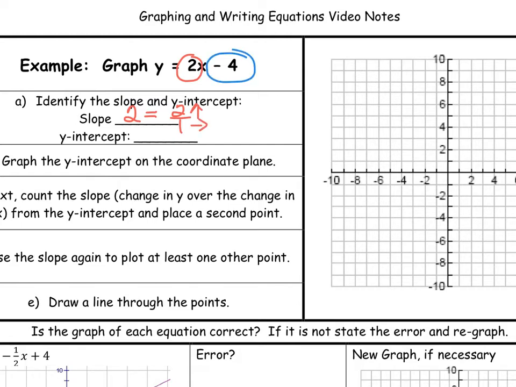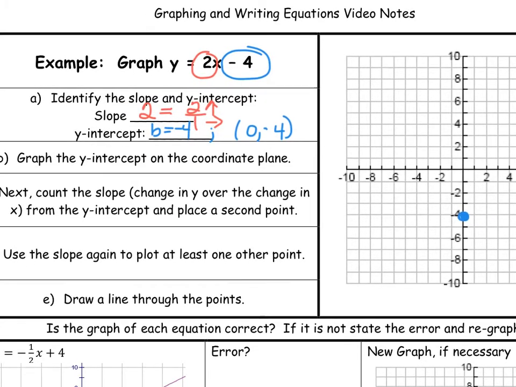The y-intercept is the constant in the equation. In this case the y-intercept is negative 4, and we're going to write that as an ordered pair, which is (0, negative 4). The first thing we want to do is graph the y-intercept on this coordinate plane over here. So we are going to graph the point (0, negative 4). And again, it's the y-intercept, so it has to be on the y-axis.